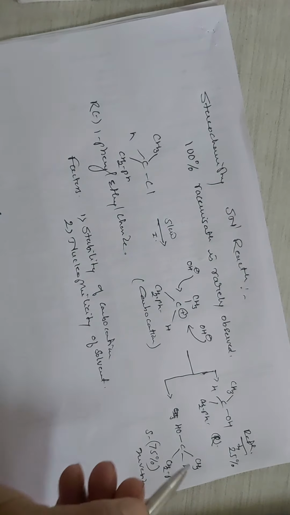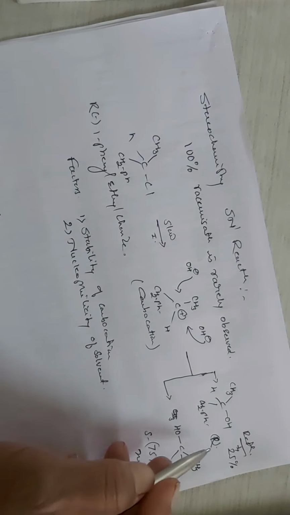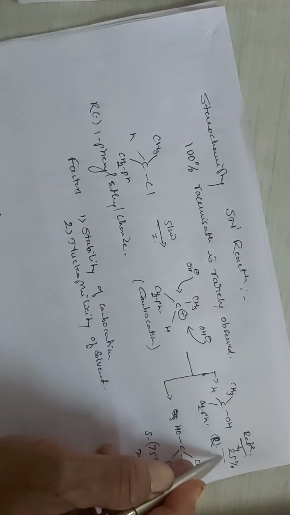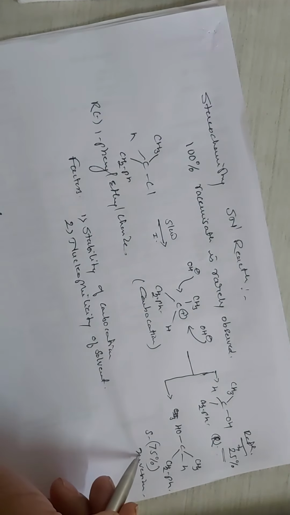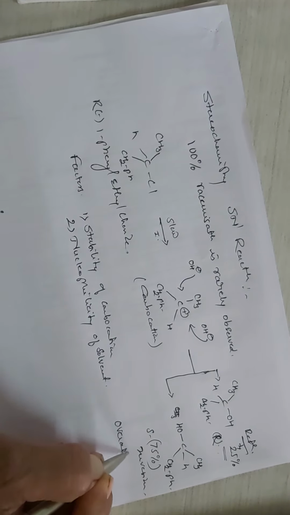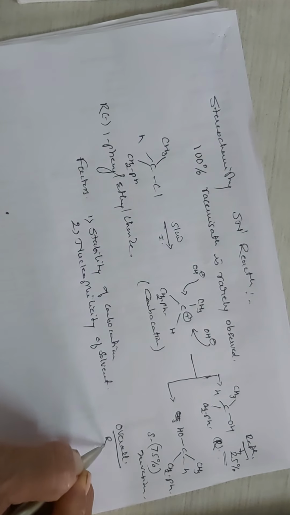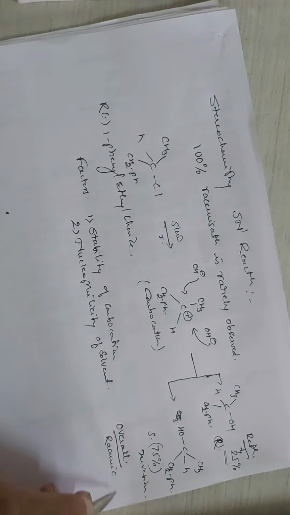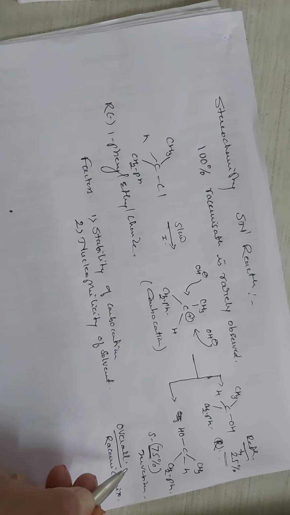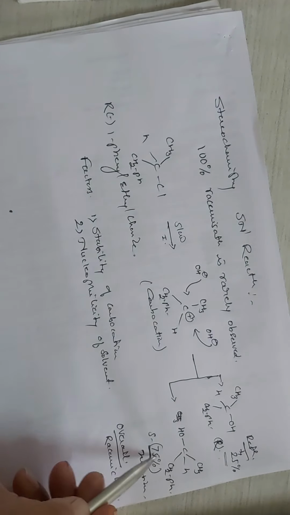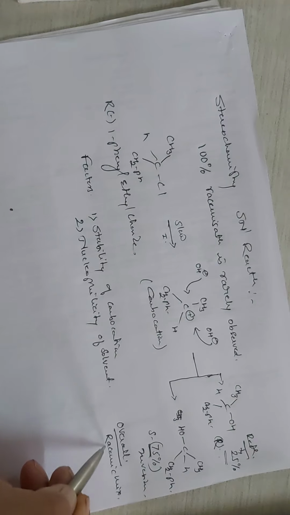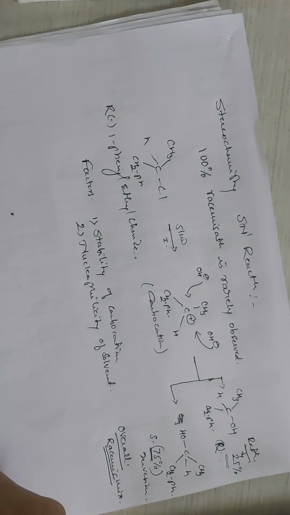Now, no doubt, when you are getting 75% inversion and 25% retention, once a retained product is obtained, this cancels the configuration of the inversion product. And so overall, in any SN1 reaction, you are going to get a racemic mixture. So the excess of this 25% inversion product, its configuration is cancelled by the 25% retained product, and so the overall reaction gives a racemic mixture.